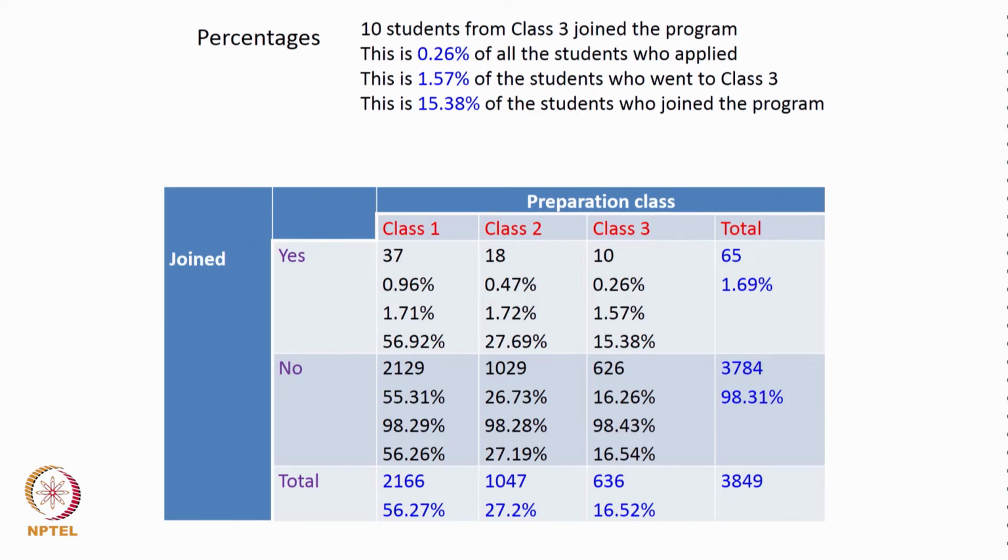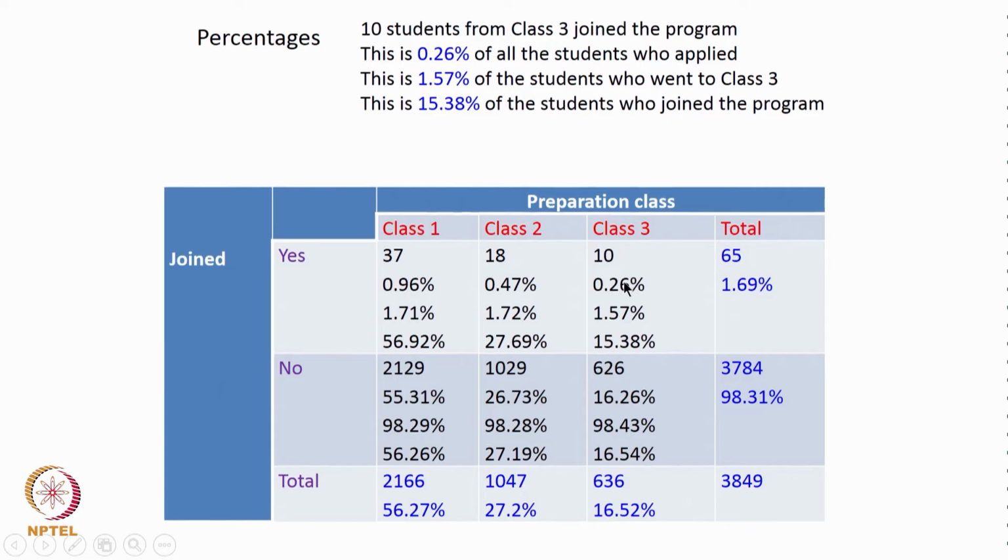Now, we can represent this in the form of percentages. The table has become a little bigger because we have written down all the percentages. Let us explain one out of these 6, and then we can understand the rest of them. If we look at this particular position, 10 students were able to come into the program from class 3. So, 10 students from class 3 joined the program. This is 0.26% of all the students who applied.